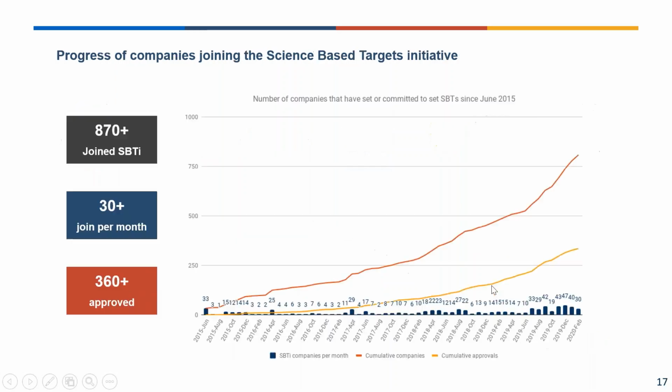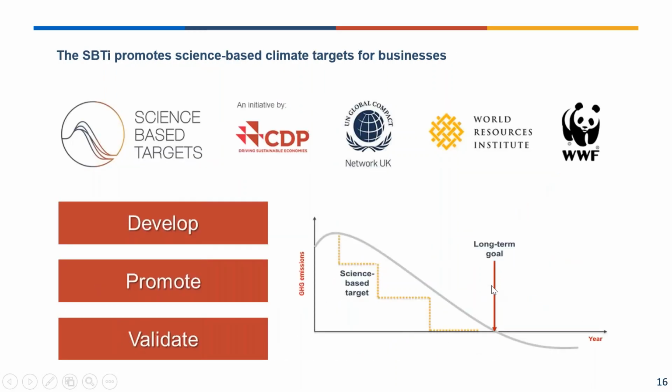So overall, the initiative's aim is that science-based target setting will become standard business practice and that corporations will play a major role in driving down global GHG emissions. And as mentioned before, science-based targets are targets adopted by companies to reduce GHG emissions in line with what the latest climate science says it is necessary to meet the goals of the Paris Agreement.